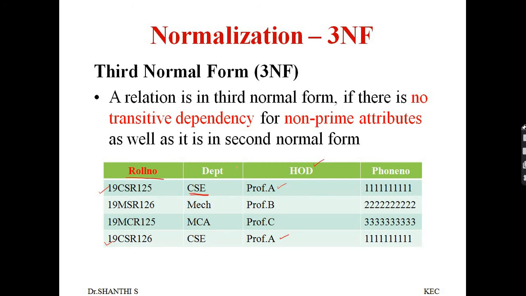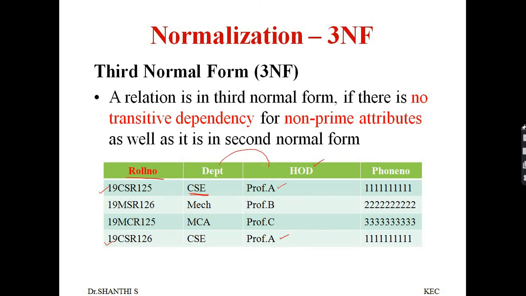So in this department, HOD and phone number are non-prime attributes. So here roll number is the primary key. The primary key determines the department, HOD and phone number. And also here the department, there is a transitive dependency.